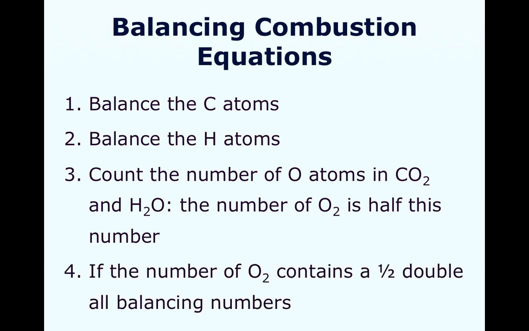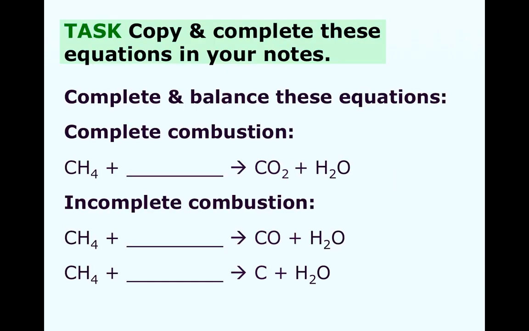Finally, if the number of oxygen molecules in the reagent side of your equation contains a half, you need to double all of the balancing numbers so that every number is a whole number. You might want to make a note of these steps in your notes. Let's have a go at applying the balancing. So copy and complete these equations in your notes. Pause the video while you do this.